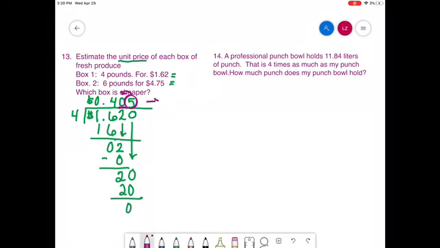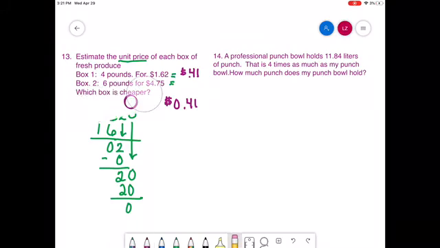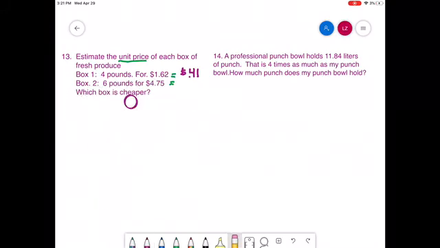So our actual answer for this is going to be 41 cents. So hopefully you got that. For box 1, each pound is going to be 41 cents. I really should put a 0 in there for the dollar. Okay, so there we go. That we just figured out is box number 1. Okay, so let's move on to box number 2 and find out per pound how much that one is so that we can do a good comparison.